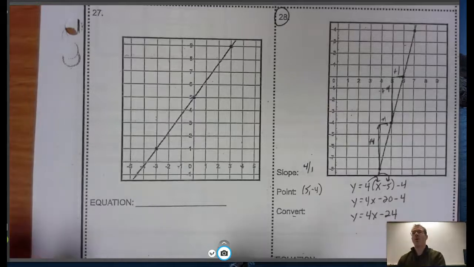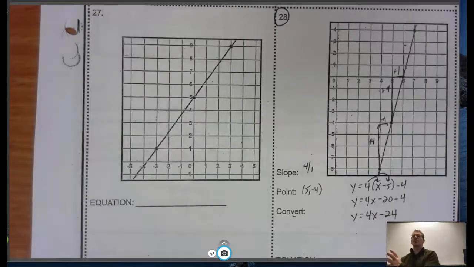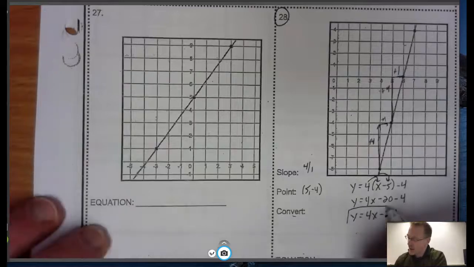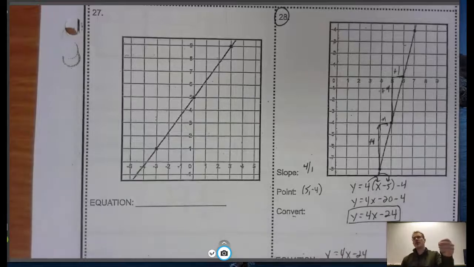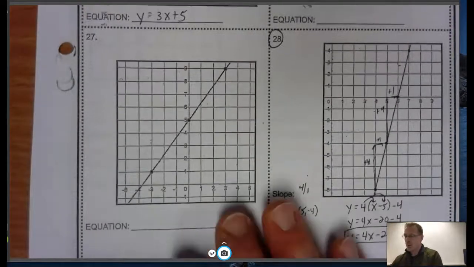And notice, once I distribute and combine like terms, what form am I in? You guessed it, we're in slope-intercept form right here. So remember that you can always get to slope-intercept form from point-slope form. It just requires 2 steps of work. So distribute, combine like terms, and that's all you have to do. So let's move on.